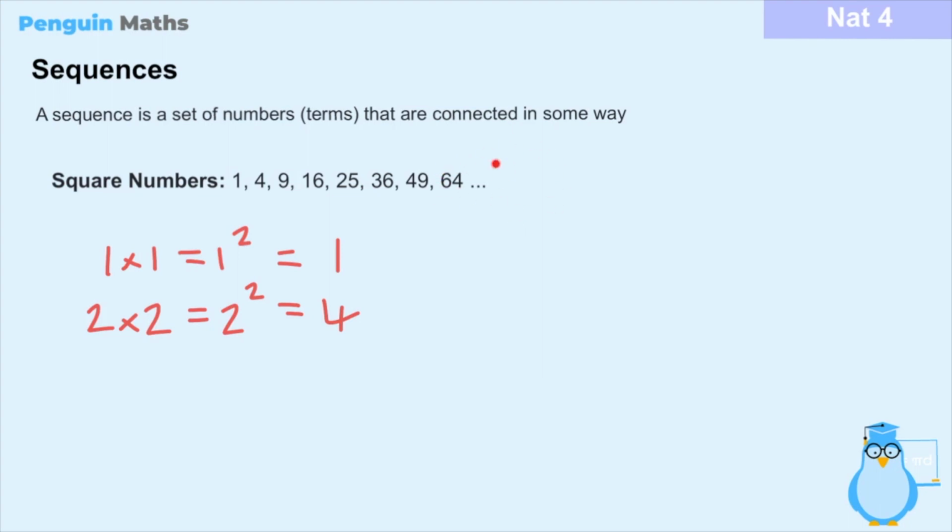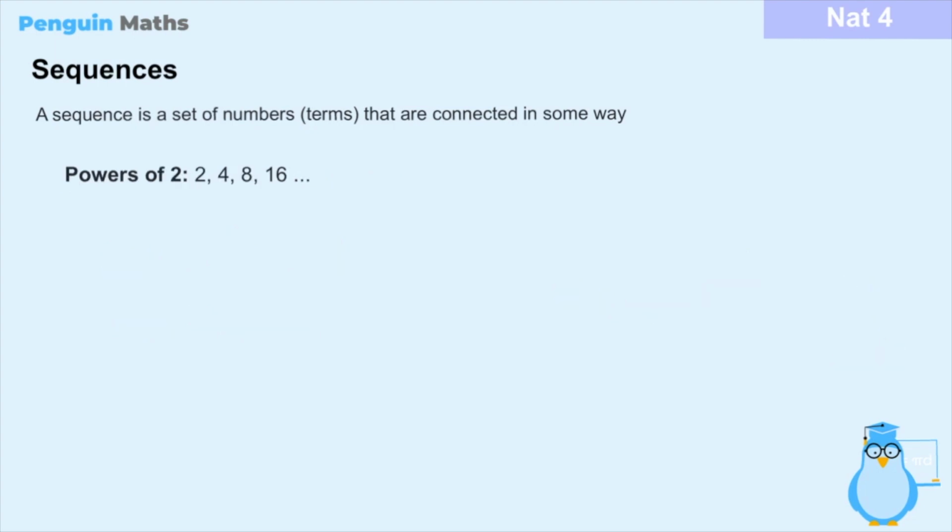So what do you think this next number can be? The next number is going to be 9 times 9, which is also equal to 9 squared. And that means the next square number is equal to 81.